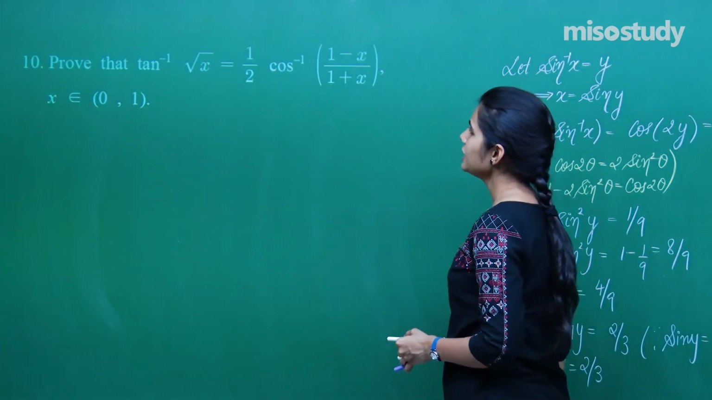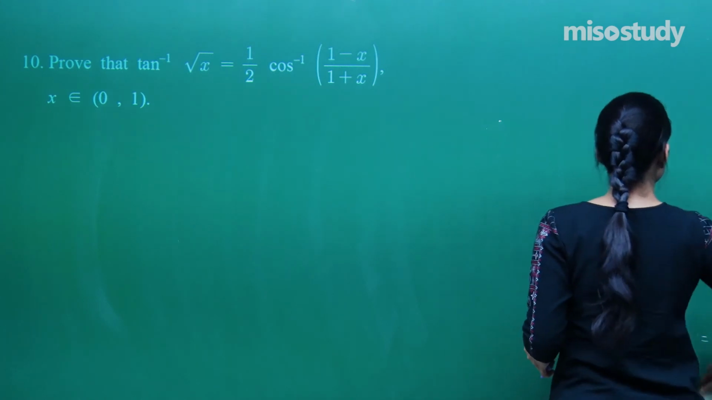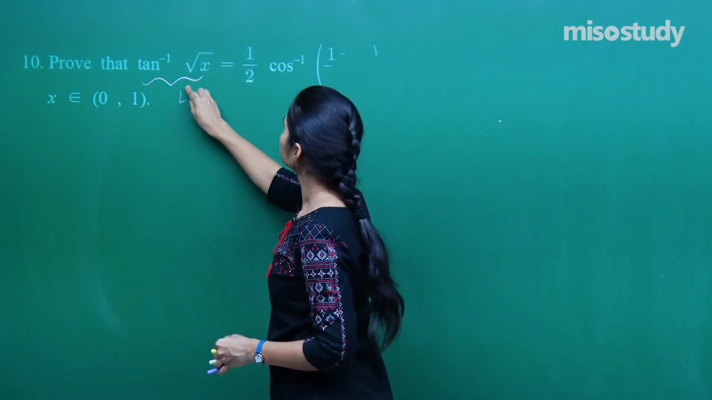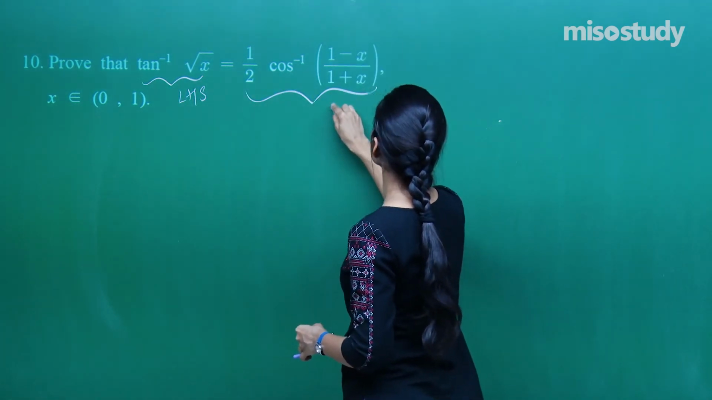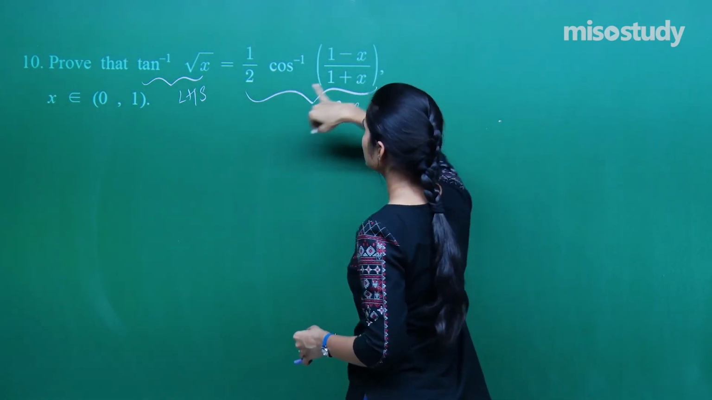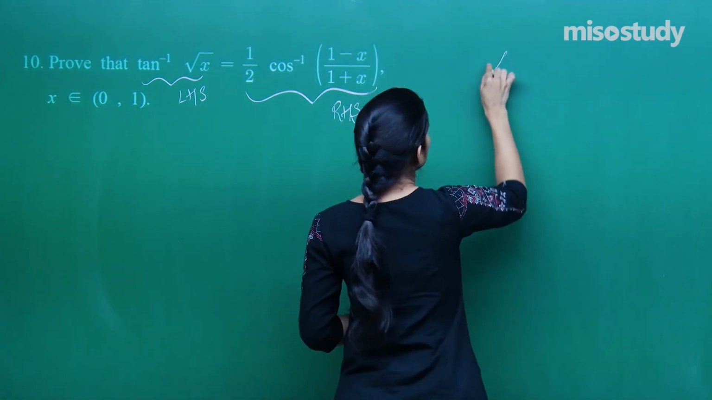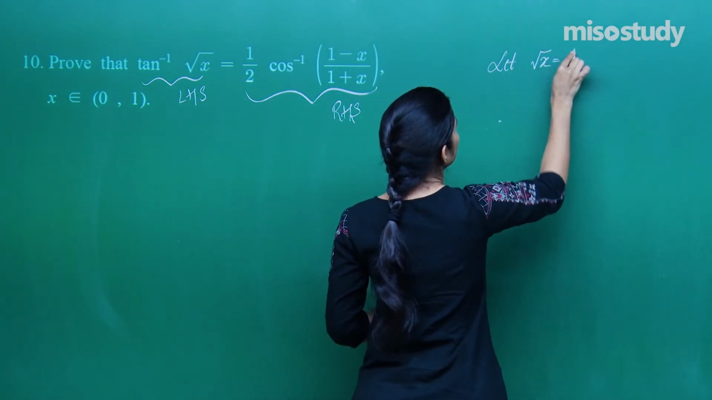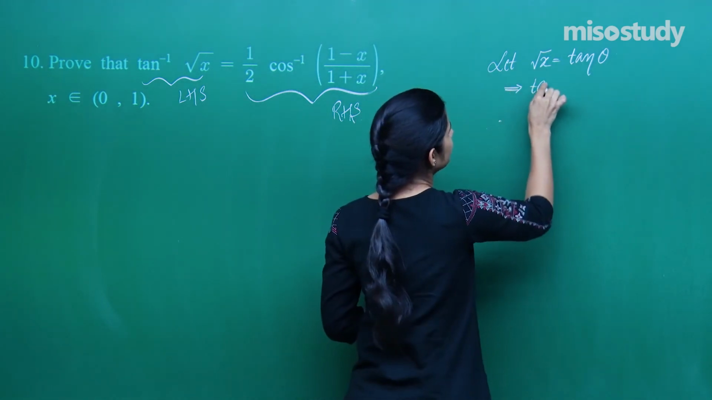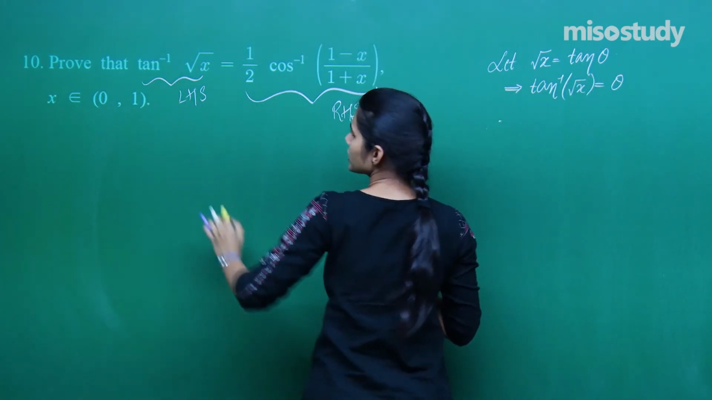And next we have to prove that tan inverse of root x is half of cos inverse of 1 minus x upon 1 plus x, and x is again given to belong to the open interval 0, 1. This is my left hand side, and I have to prove it to be equal to the right hand side. Cos inverse expression is here, x is sitting in the argument of tan inverse. Somehow cos inverse and tan inverse need to be connected. I am going to assume let root x be equal to tan theta, which implies tan inverse of root x is equal to theta.